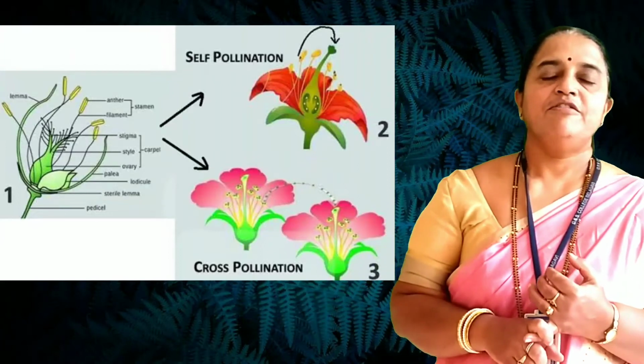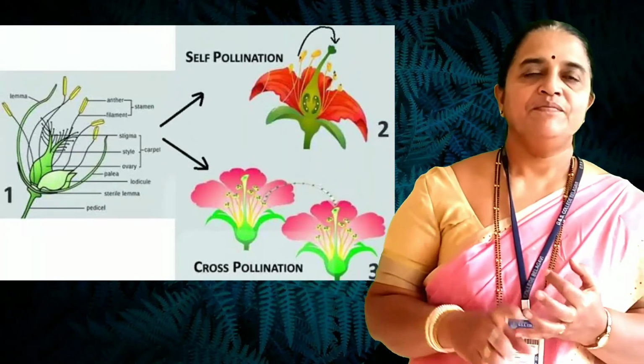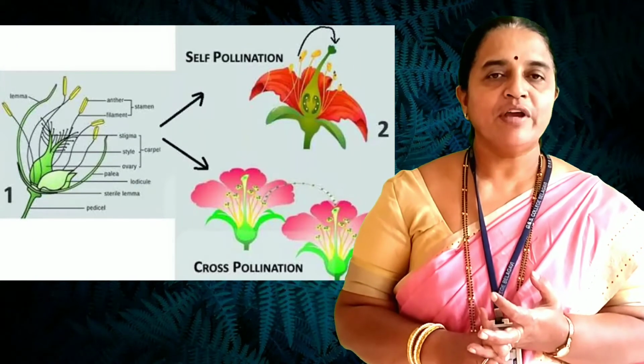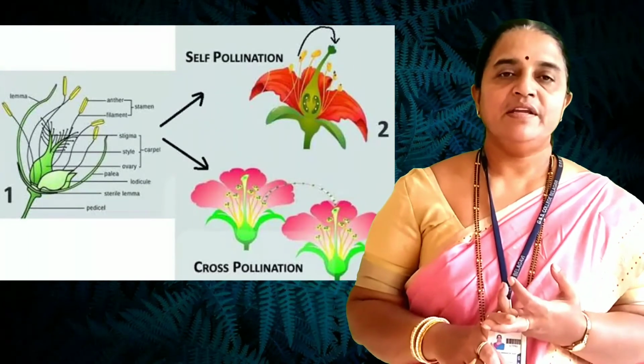So which are the three conditions for self-pollination or autogamy? Number one, the flower should be bisexual. Number two, the flower should show homogamous condition. Number three, the flowers should be clistogamous. They do not open, they are permanently closed.